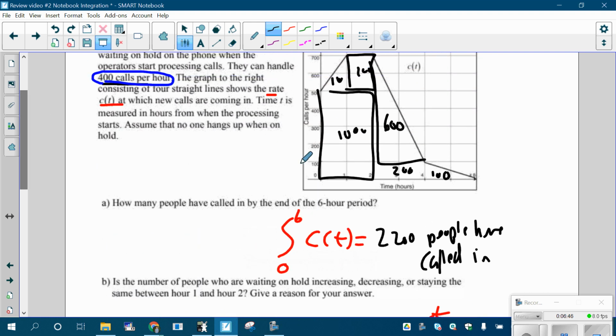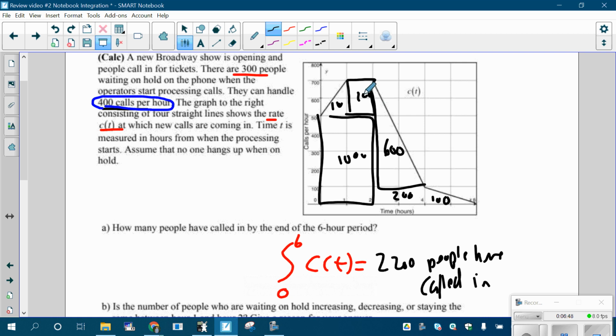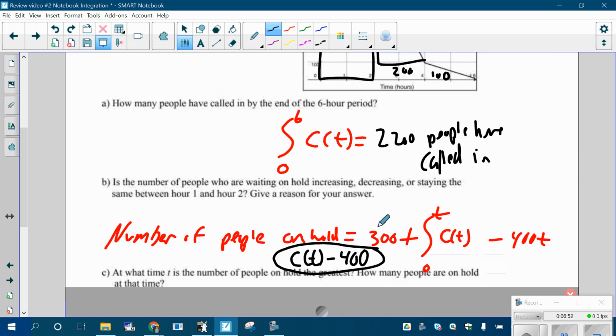Okay? So they're asking me whether this is positive or negative between hour 1 and 2. Well, let's see. Between hour 1 and 2, c of t, which is this function, is 700. 700 minus 400 is 300. My derivative of my number of people on hold is positive. I'm not going to write this out, but you can listen.